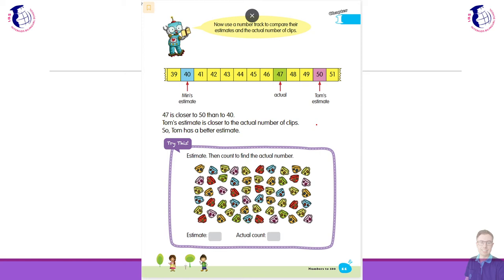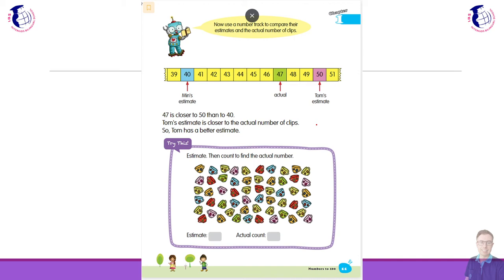Now use a number track to compare their estimates and the actual number of clips. So what I usually get you to do if you are in school, which would be great if you can do at home as well, is to make a number track. You get a piece of paper and simply cut it into a thin strip and write numbers on it like you see there from 1 to 100. I've got a video of making one, so I'll see if I can upload that later as well.